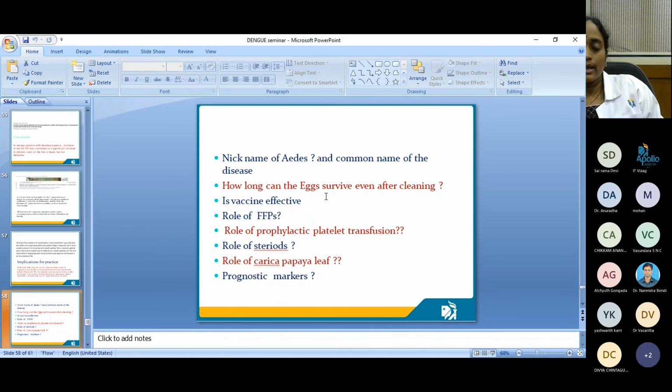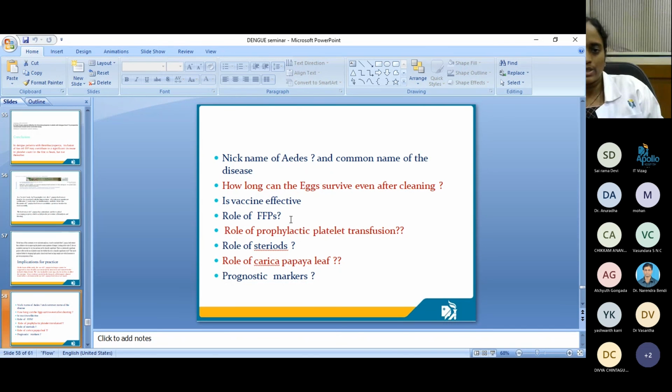And how long can the eggs survive? They can survive around 8 months in dry conditions without any water or moisture. So we have to be very careful, and when they fall at a proper place, they can become mosquitoes in plenty. Is the vaccine effective? Yes, in certain countries it is used, wherein the patient should have dengue IgG. Otherwise, if vaccinated patients get dengue, they may have an anamnestic and exaggerated response to the dengue infection. So people who are getting vaccinated should have IgG in their bodies so that the anamnestic response is prevented in the next dengue infection.